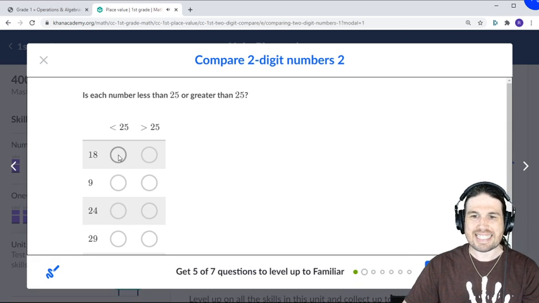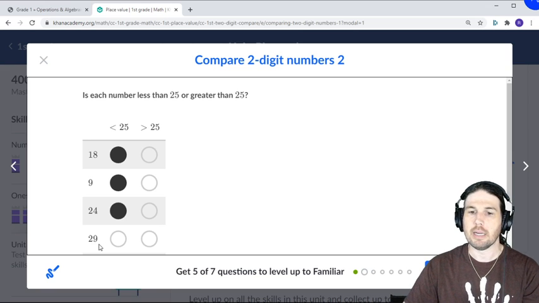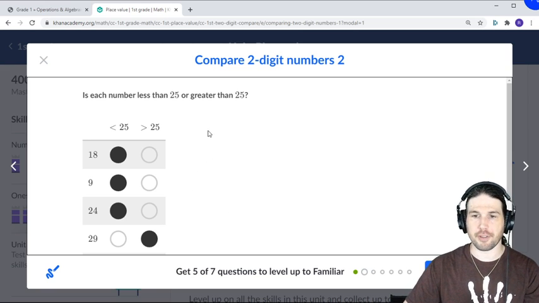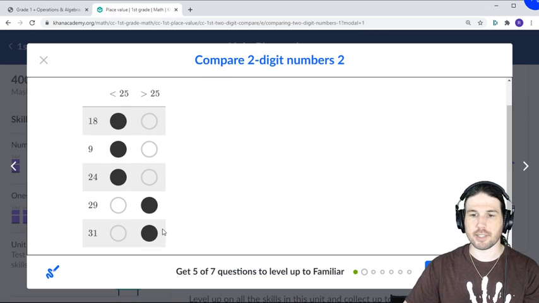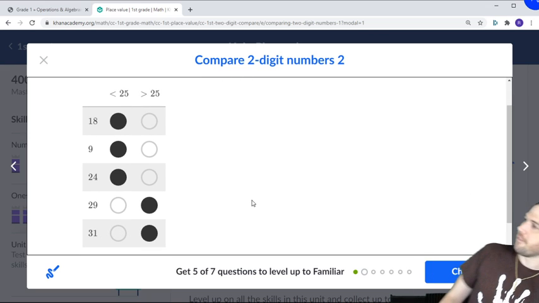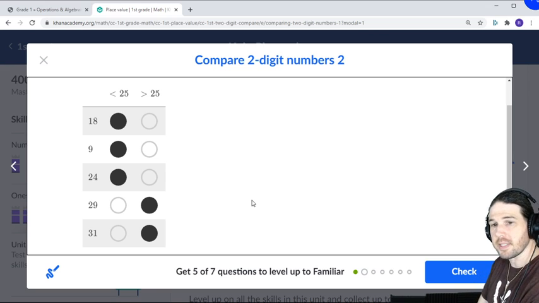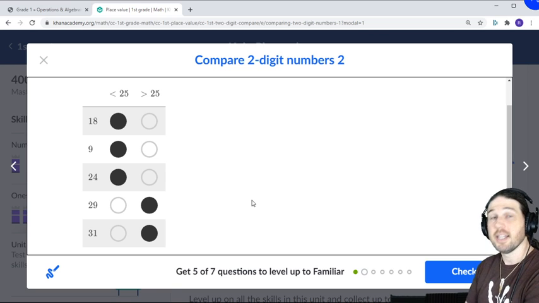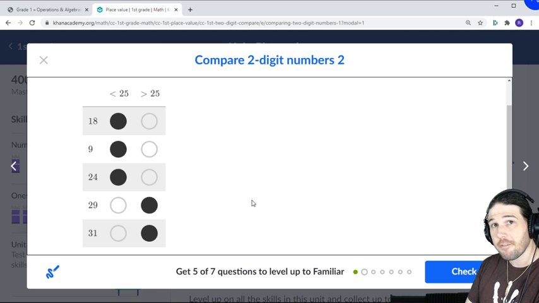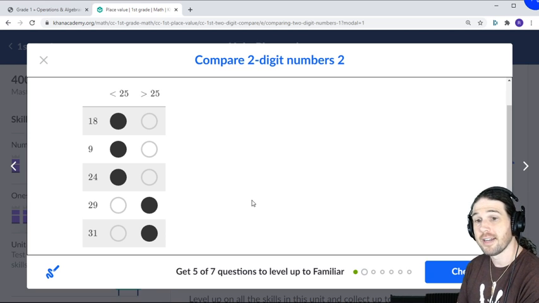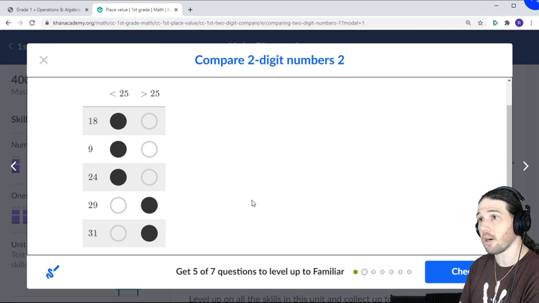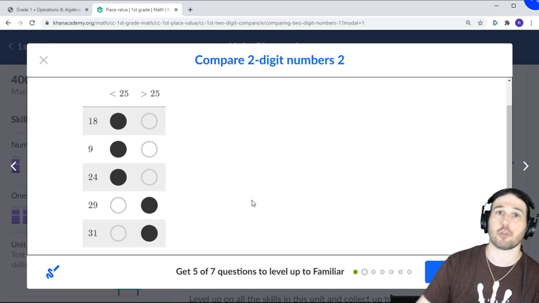18 is less than 25, so is 9 and 24. But 29 is greater than 25, and so is 31. So that's the idea of this particular problem set. You are choosing out of these two columns: is it less than 25 or is it greater than 25? And in this case, we've got 3 numbers that are less and 2 numbers that are greater.